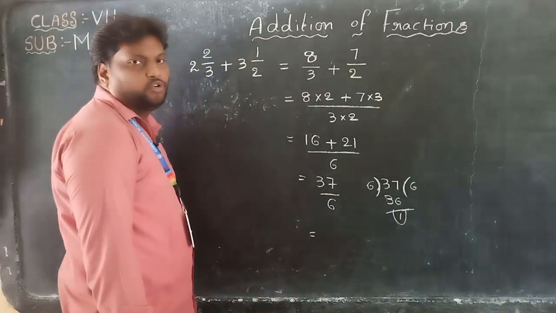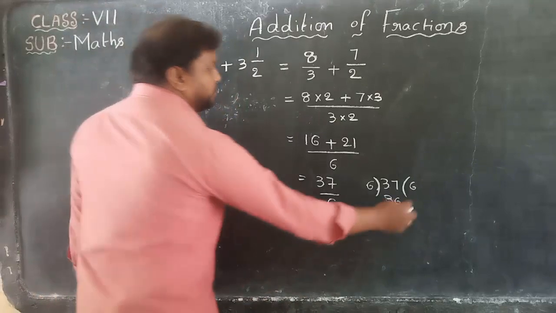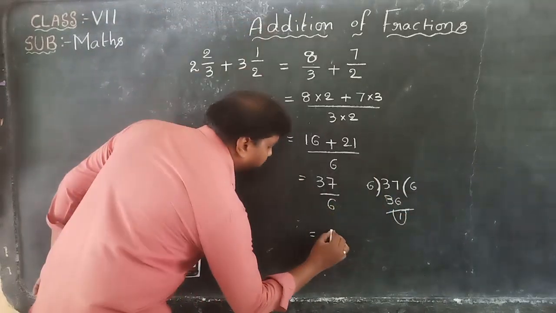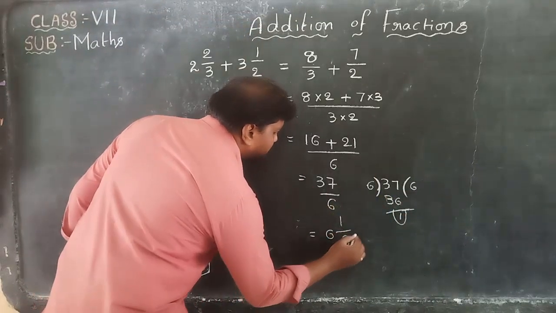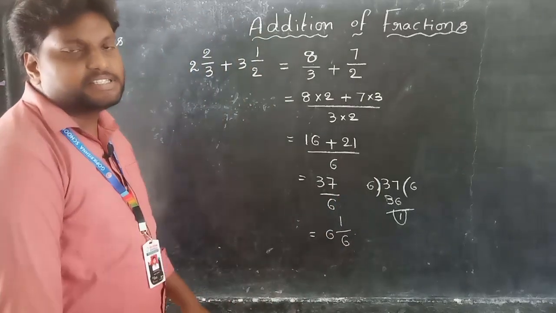How to convert? QRD. QRD means quotient, remainder and divisor. 6 1 by 6 is the answer.